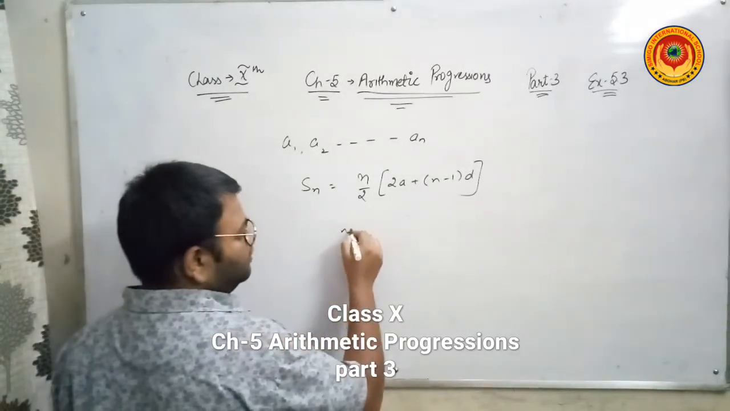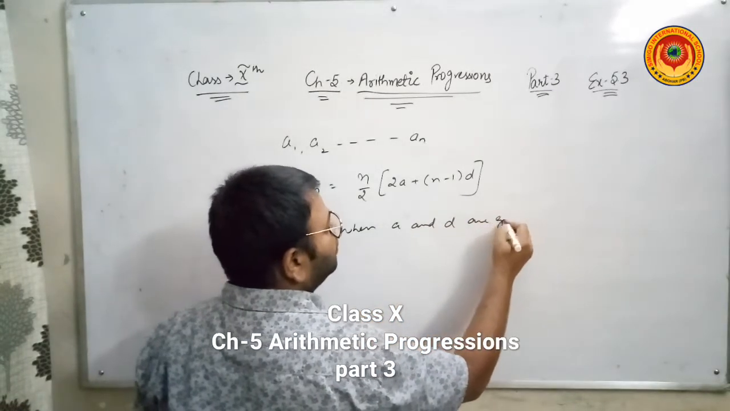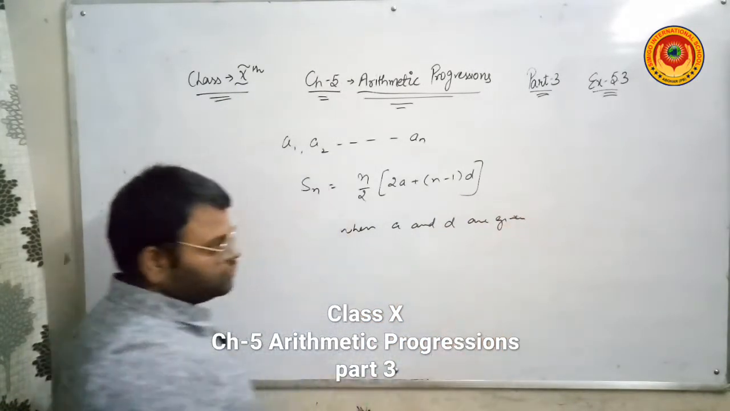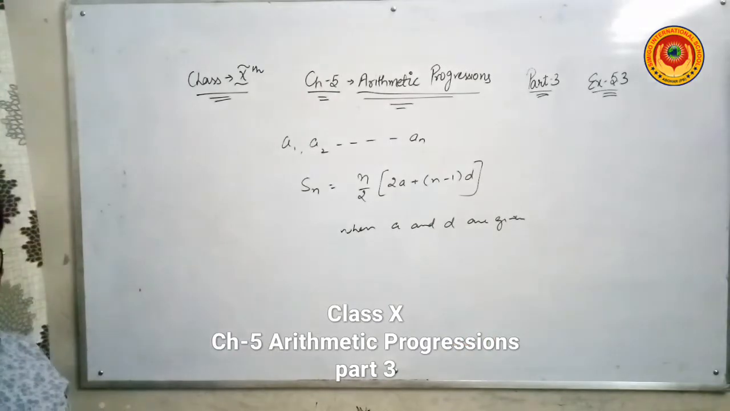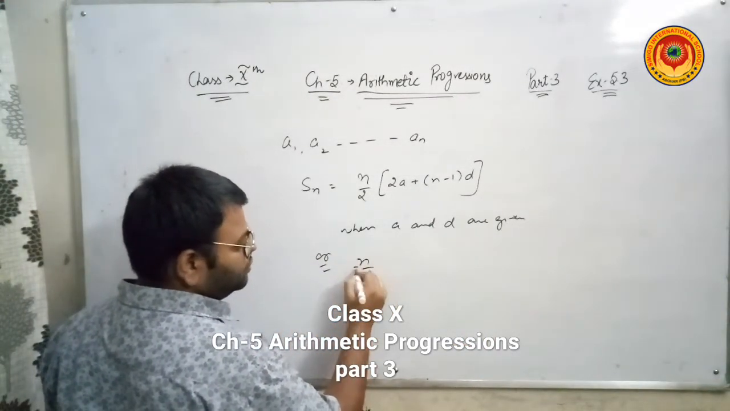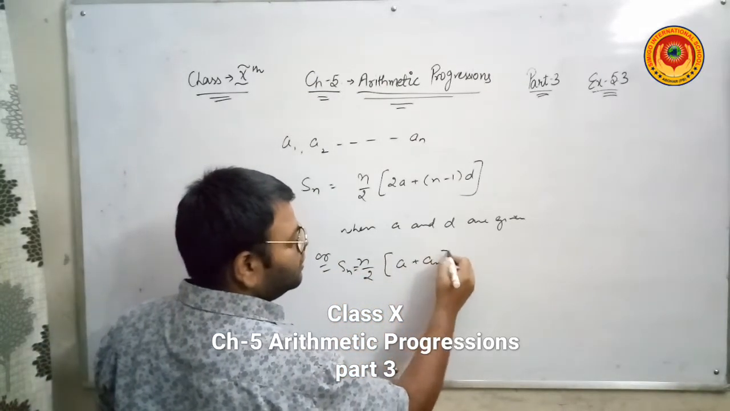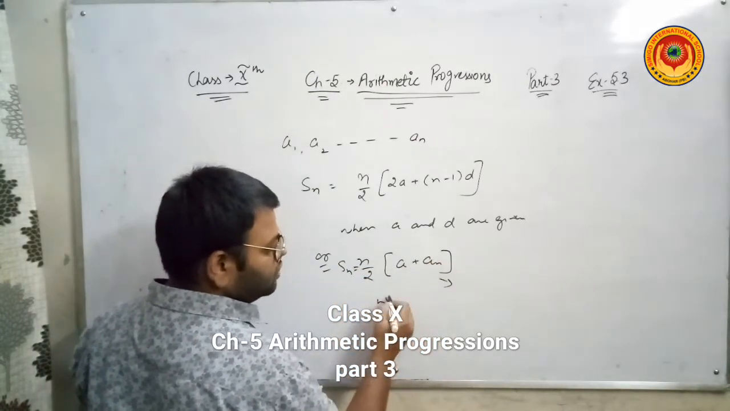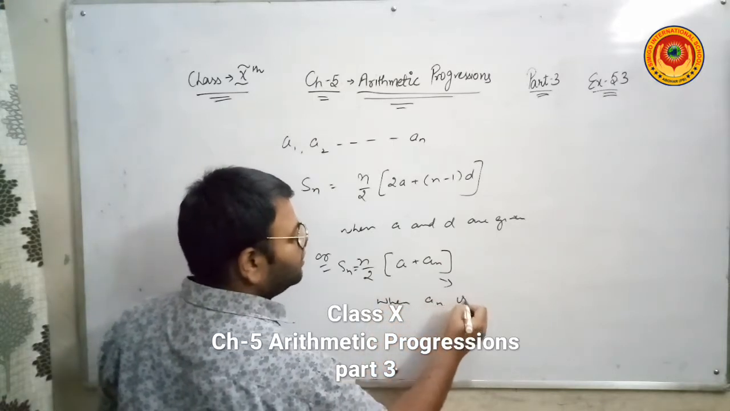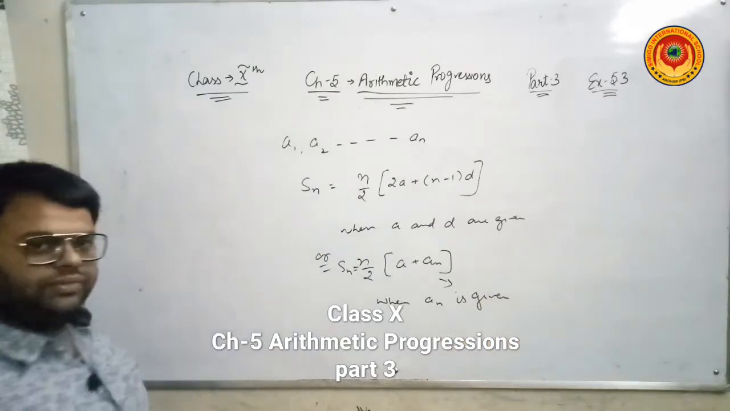When a and d are given, or you have already found out a and d. But you have one more formula: Sn is n by 2 into (a plus an). This formula is used when an is given, or you have already found an.